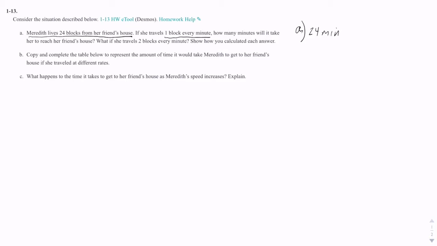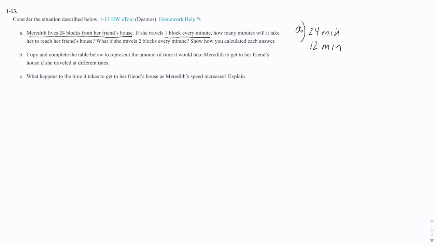Then it says, what if she travels 2 blocks every minute? So in the first minute, she'll go 2. In the second minute, she'll go 4. In the third minute, she'll be 6 blocks. In the fourth, she'll be 8, right? So that's going to take her 12 minutes, right? 12 minutes. And how are we doing this, right?